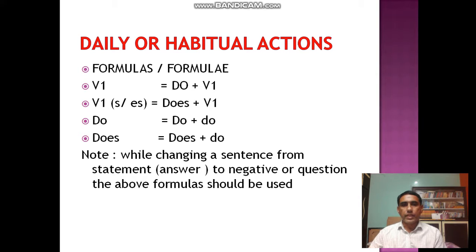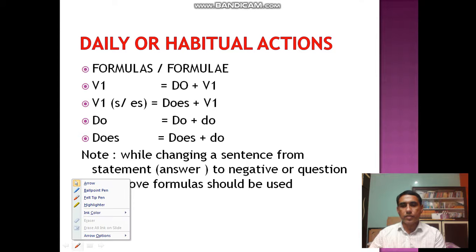Today, let's learn how do we use do forms in our day-to-day life situation and spoken English. Let me explain. Look, daily or habitual actions. In this category, how can we use these?